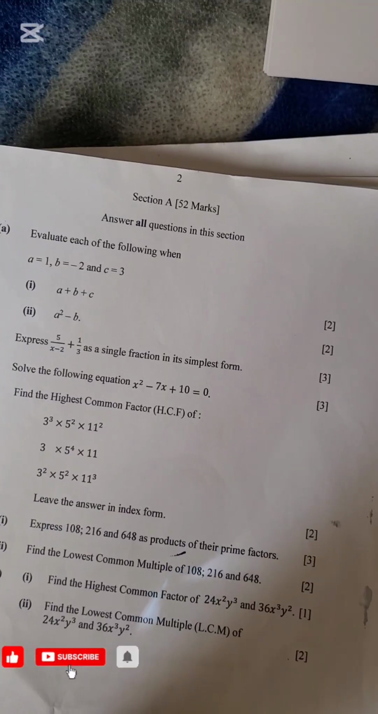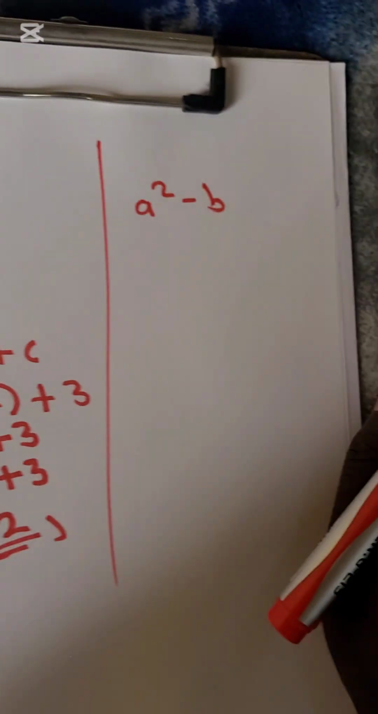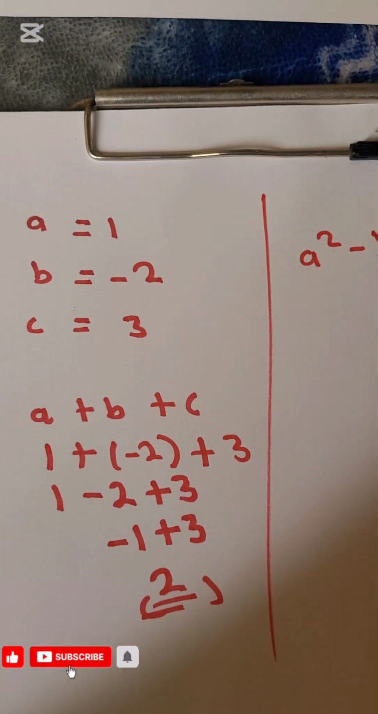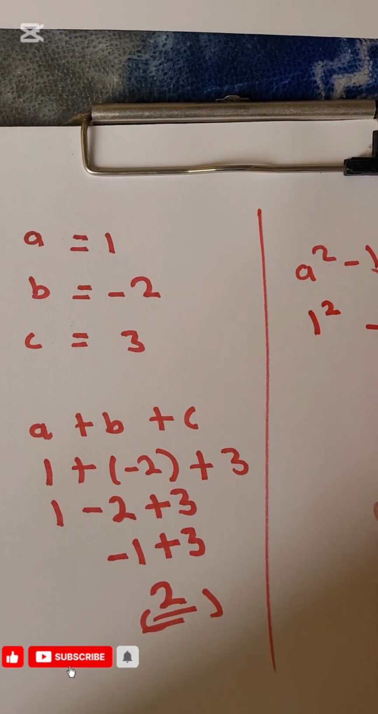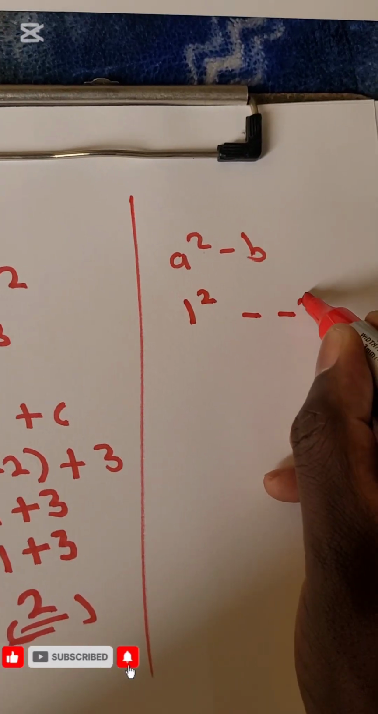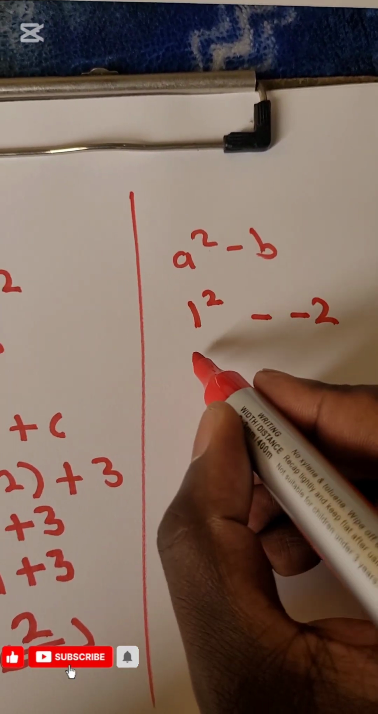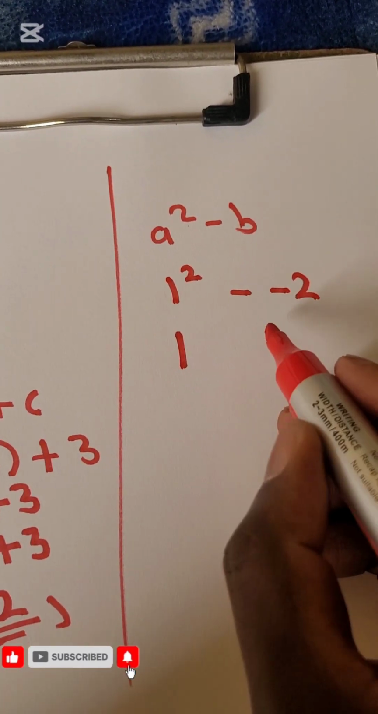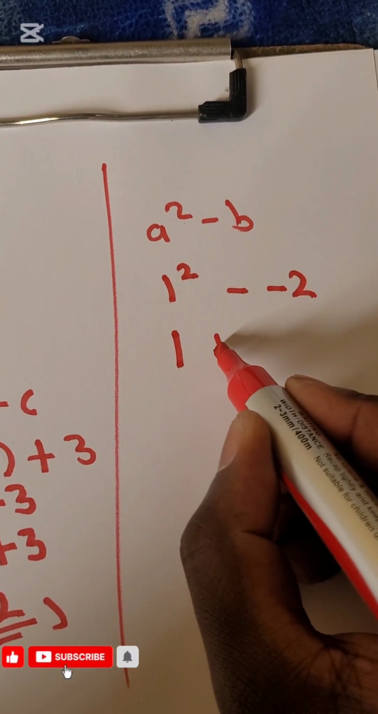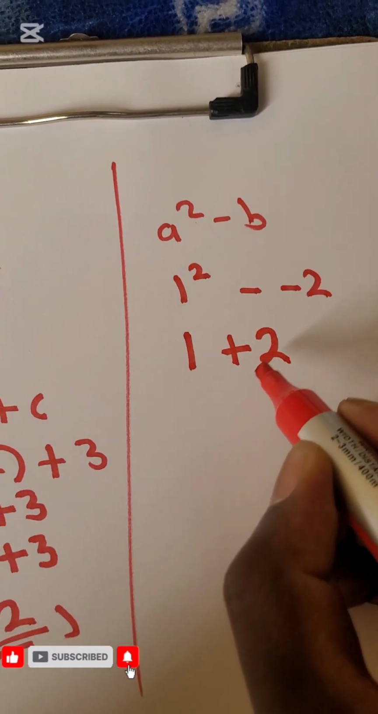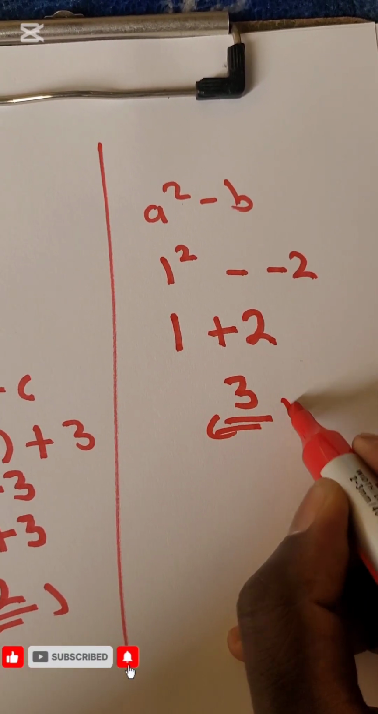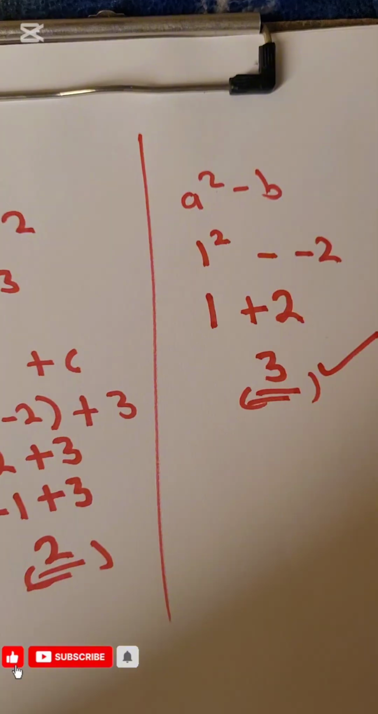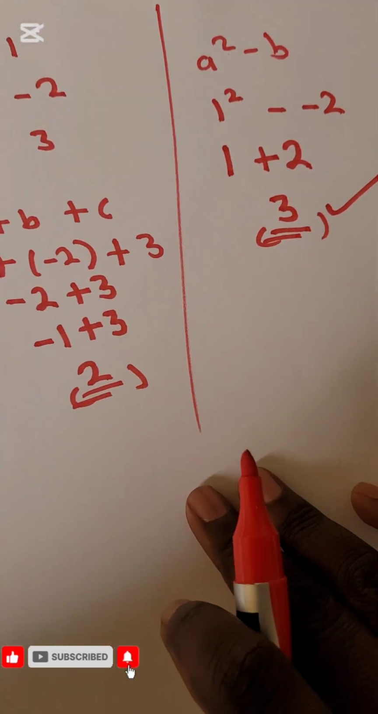So for part b, you have to find a squared minus b. The value of a, remember, is 1, so it's going to be 1 squared minus b, which is -2. So 1 squared is 1, 1 times 1 you get 1. Minus a minus, you get positive 2. 1 plus 2, what do we get? We get 3. So that's a squared minus b.